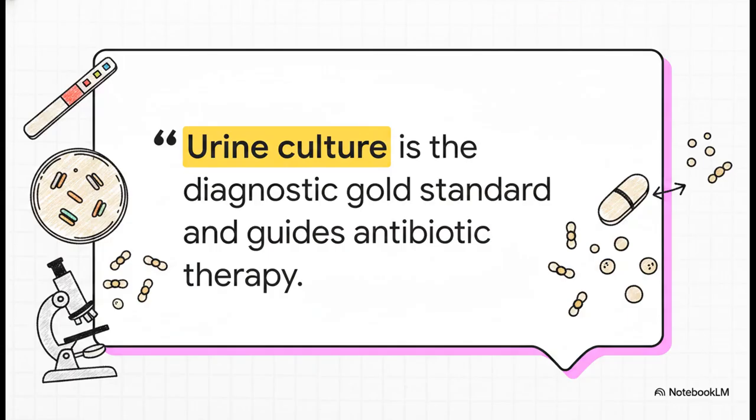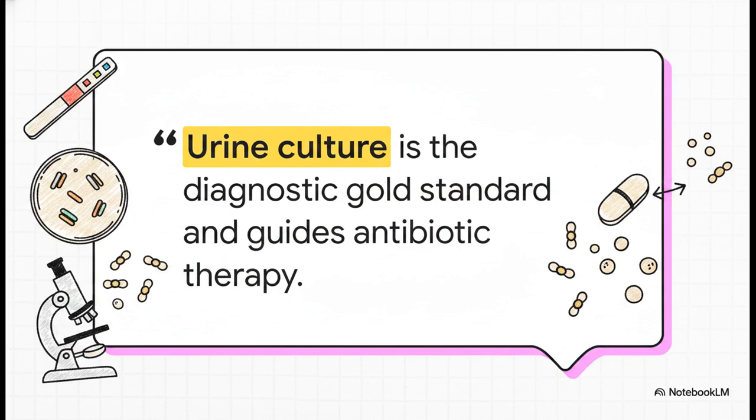However, while dipsticks and microscopy give us those rapid, on-the-fly clues, the urine culture and sensitivity remains the undisputed diagnostic gold standard. Culturing the urine to find significant bacteriuria, which is classically more than 10 to the 5th colony-forming units per milliliter, doesn't just confirm our specific pathogen, it provides the exact, precise sensitivities we need to accurately guide our antibiotic therapy.